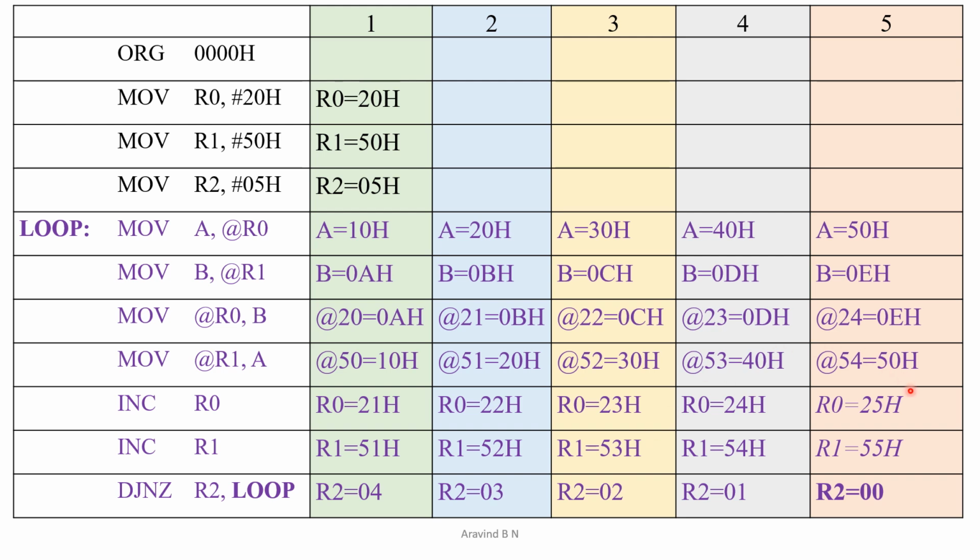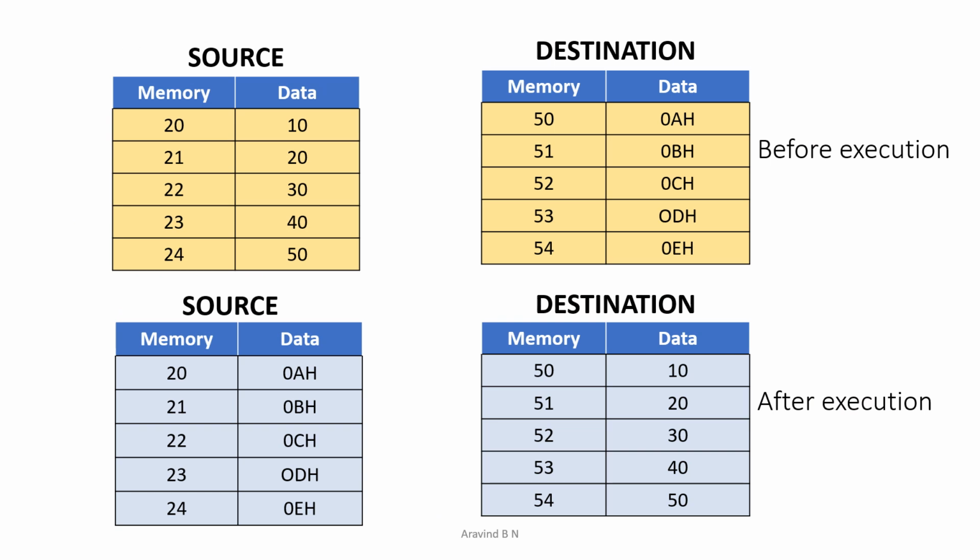Now these are the remaining iterations, as you can make the observation. In the next iteration a similar process is going to happen, and at the last iteration R2 becomes equal to 0. That indicates all 5 data have got exchanged and the execution will exit from the loop. Now, what will be the status before and after execution? We can make an observation. This was the data available before execution, and after execution, as we can observe, the data has got exchanged.